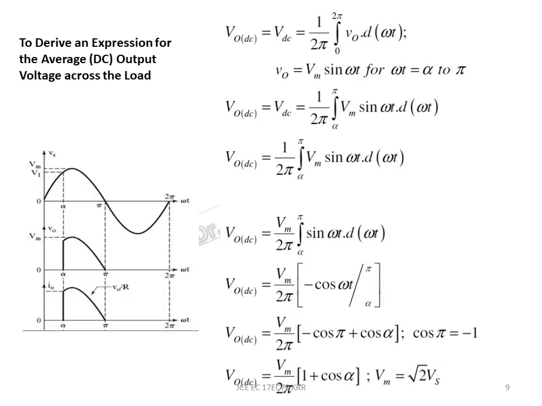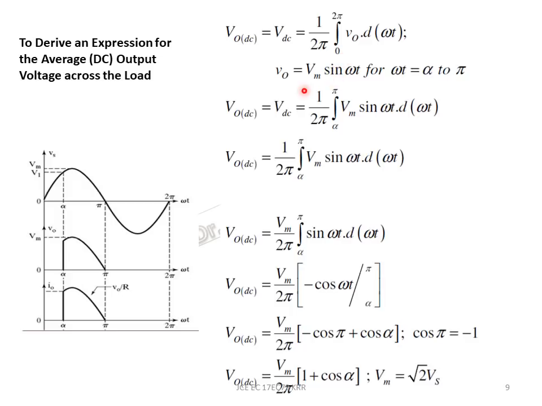So to derive an expression for the average DC output voltage across the load of a half wave controlled rectifier, we have to use this formula. We know that the DC voltage equation is given by 1 upon 2 pi, integral from 0 to 2 pi of V naught d omega t, where V naught is the same as Vm sin omega t. Conduction is from 0 to 2 pi. But in our half wave, it is going to conduct only from 0 to pi. In that also, it will conduct only from alpha to pi.